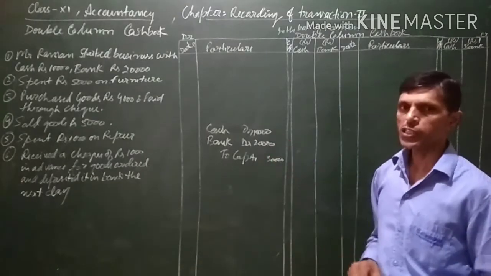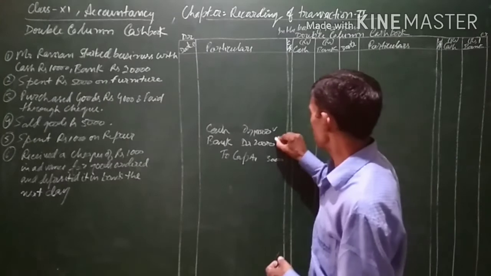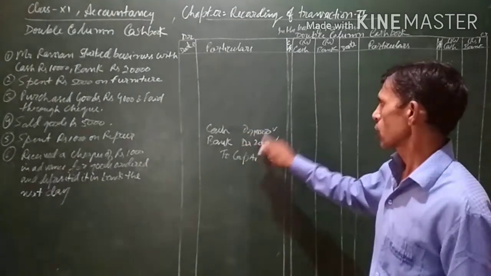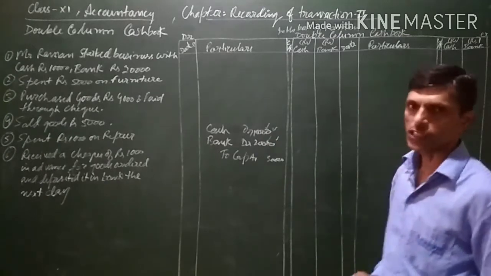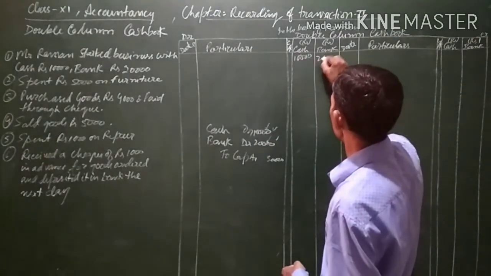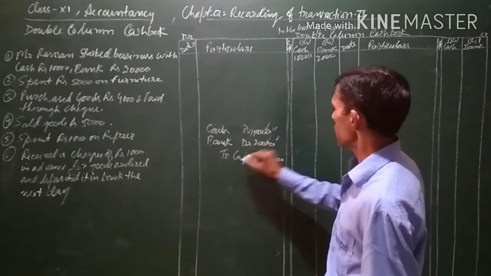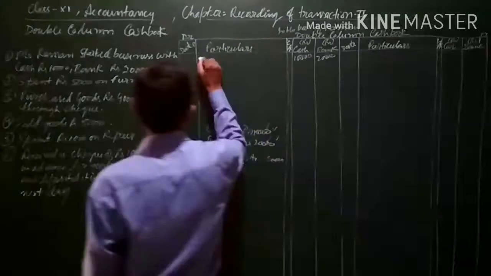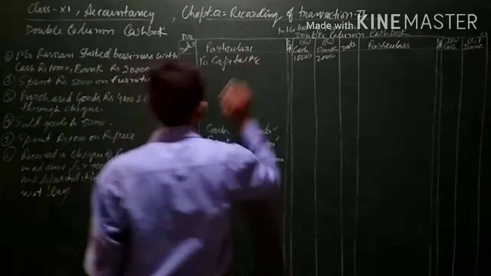Here cash and bank are being debited. So in the cash book we will write on the debit side, in the cash and bank columns, these 10,000 and 20,000. In the cash column we will write 10,000, in the bank column 20,000. Now cash and bank are being debited, and we will write here 'To Capital', because this amount is coming in the form of capital.